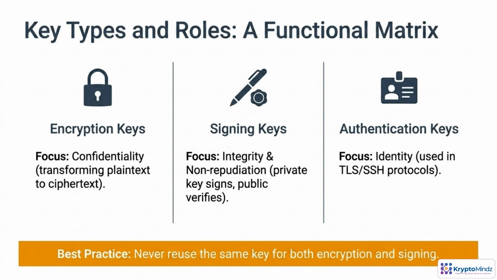It helps to think about keys in terms of what they protect, not just by algorithm names. Encryption keys protect confidentiality. They turn readable data into ciphertext and back again. Signing keys protect integrity and non-repudiation. The private key creates a signature. The public key lets anyone verify that nothing changed and who signed it. Authentication keys establish identity, proving it's really me, as in TLS or SSH logins. One crucial rule: never reuse a key for both encryption and signing. Keeping those roles separate limits damage if one key is ever exposed.